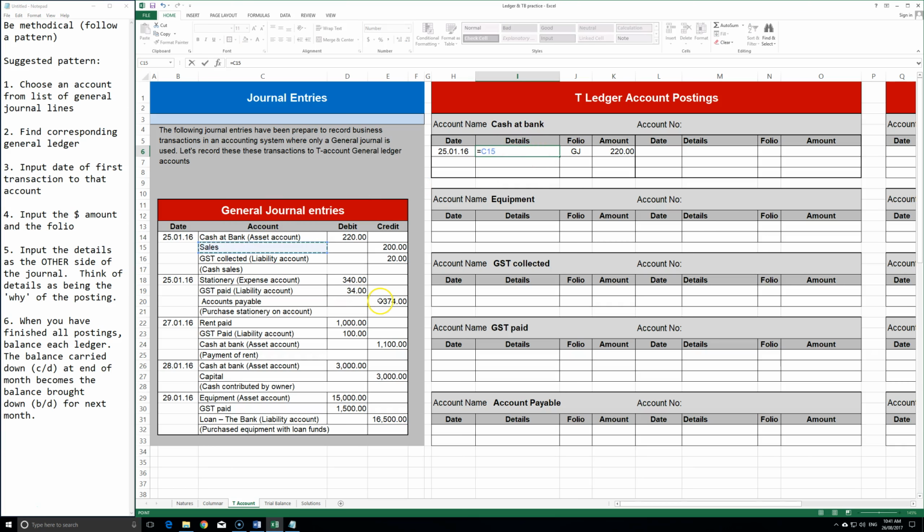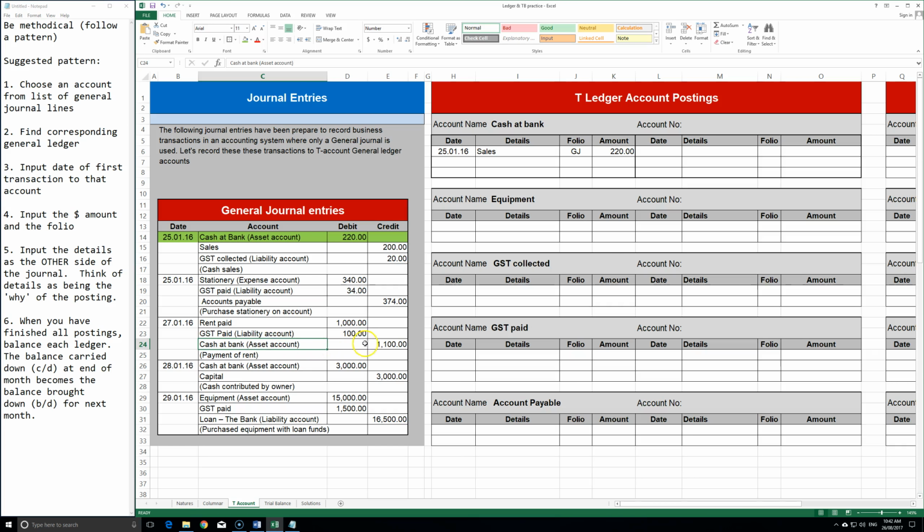Details are going to be the other side of this journal, that's sales, or the why of why we are increasing cash at bank. And that was we made a sale. And that is that first one posted, so I can green that one. Alright, where is the next cash at bank? Here we go, it's rent paid.